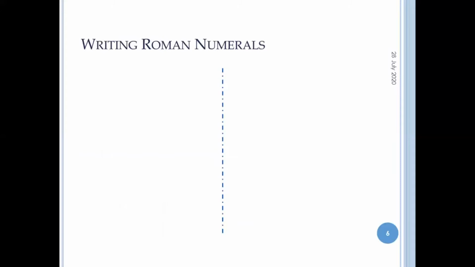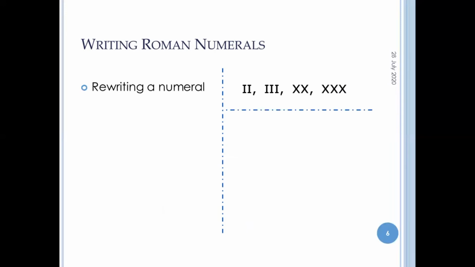Now, like we said, we need to write the numerals. The Romans decided on 3 basic ways of writing their numerals. The first one is rewriting a numeral up to a maximum of 3 times. This allows us to write numbers 2, 3, 20, 30, 200, 300, 2000, to mention but a few.